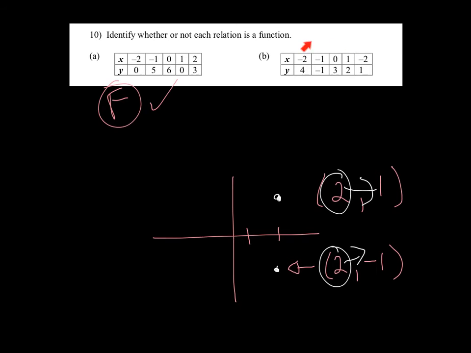Do you see any x values repeating? And you should say yes. Negative 2 shows up twice. Where does negative 2 go the first time? It goes to 4. And then where does negative 2 go the second time? It goes to 1. And that's what we're going to have.